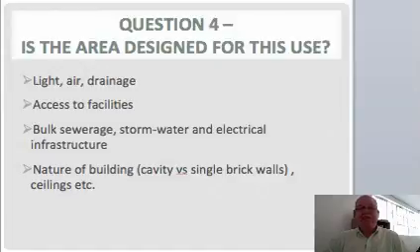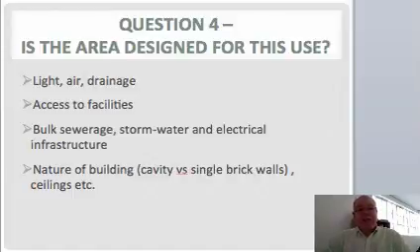Question 4: is the area designed for this use? Does it have the necessary light, air and drainage that is required for this new and different use? Does it have access to facilities? If it's half of a garage that's being used as a bedroom, can the people get through to a toilet? Are there, for example, bulk sewage, stormwater or electrical infrastructure points within this area? It's not unusual to have areas outside of kitchens which, as originally designed to be open, include things like sewerage inspection hatches. When you decide to enclose them and make them part of your kitchen, it's still got a sewerage inspection hatch in it.